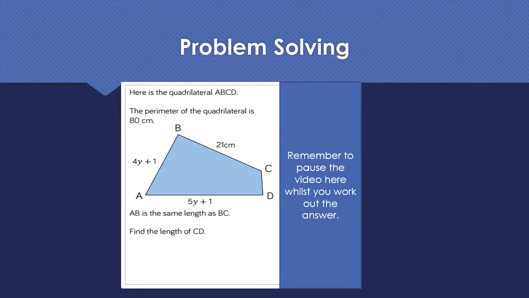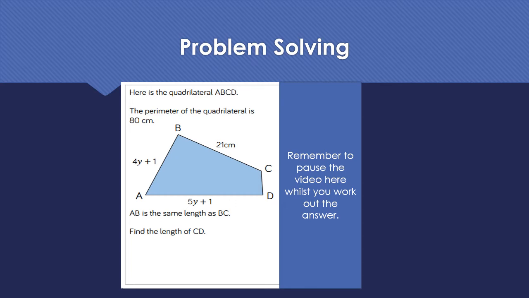Now for some problem solving. Here is the quadrilateral ABCD. The perimeter of the quadrilateral is 80 centimeters. AB is the same length as BC. So where it says AB, you're looking at the line between the letters A and B. Okay, it's referring to that length. AB is the same length as BC.